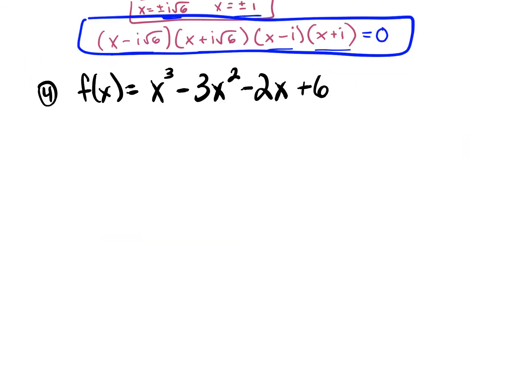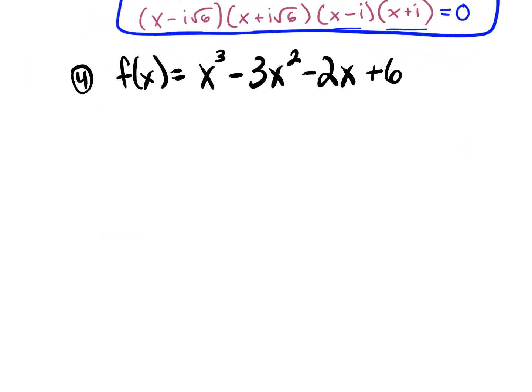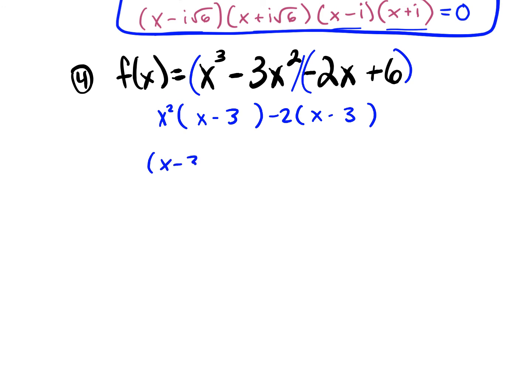Number 4. How can I factor? Grouping. Yay. So what am I going to take out of the first group? x squared, and what am I left with? x minus 2. x minus 3, and what can I take out of the second group? Negative 2, and what am I left with? x minus 3. So then I have x minus 3, and what's going to go in my second parentheses here? x squared minus 2.